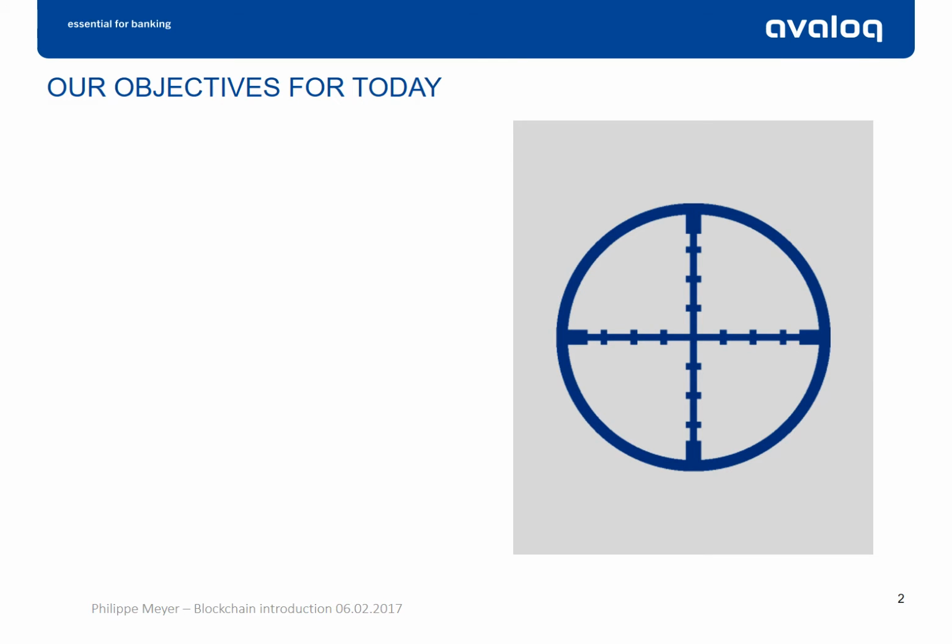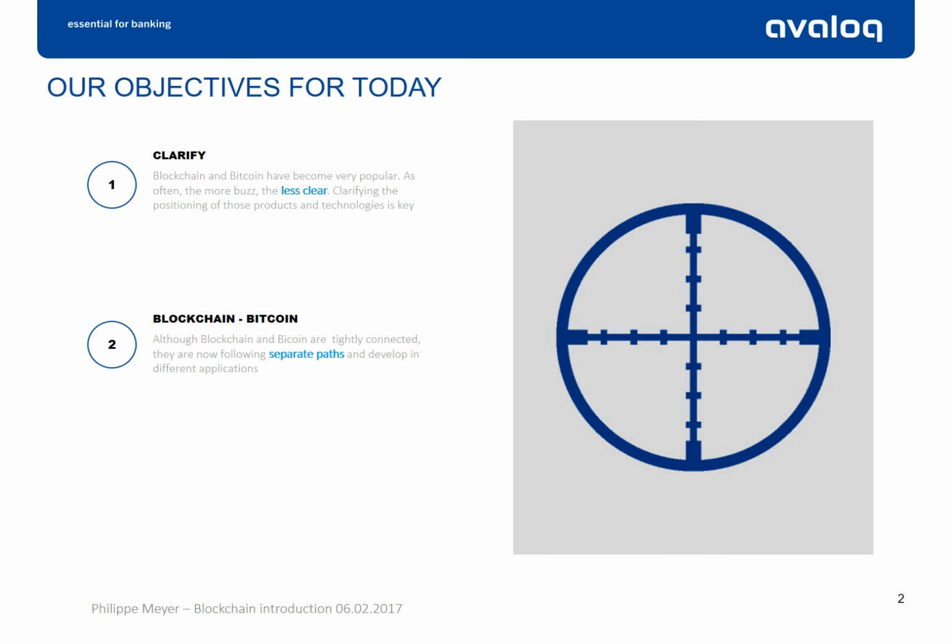Our objectives for today are to clarify. Blockchain is a very popular buzzword, which means that it is overused. Each and every product is now pretending to be based on or using blockchain, which makes the market very unclear. The objective of this presentation is therefore to clarify what blockchain really is, what the main characteristics of this technology are, and where it makes most sense to use it.